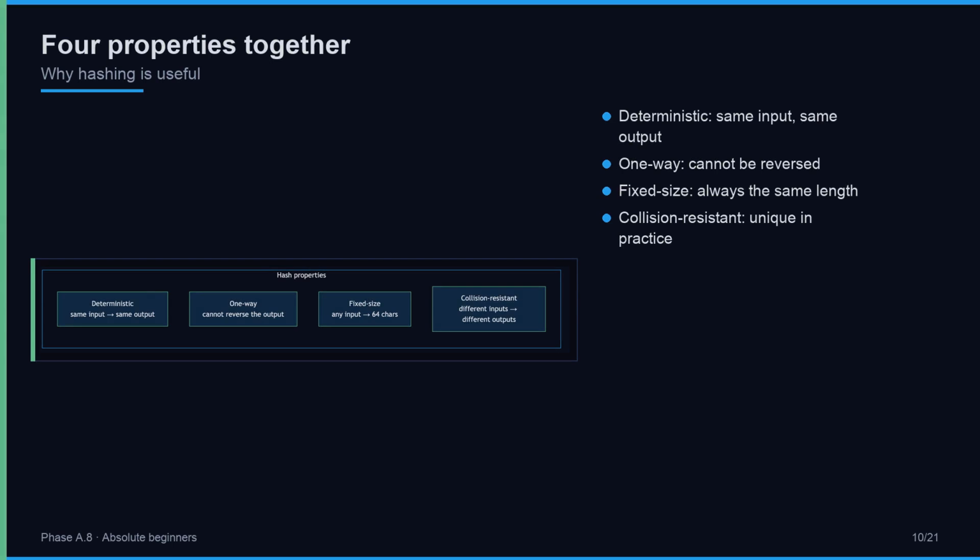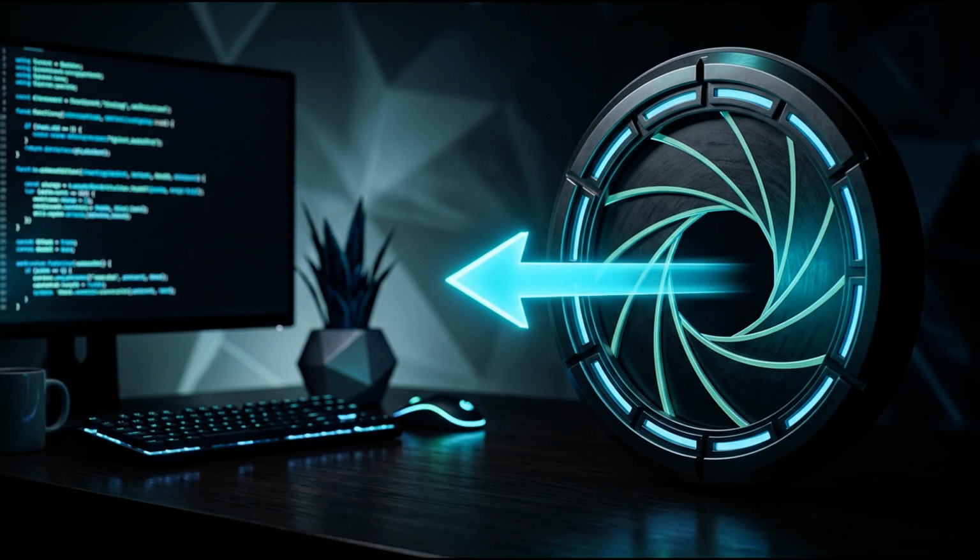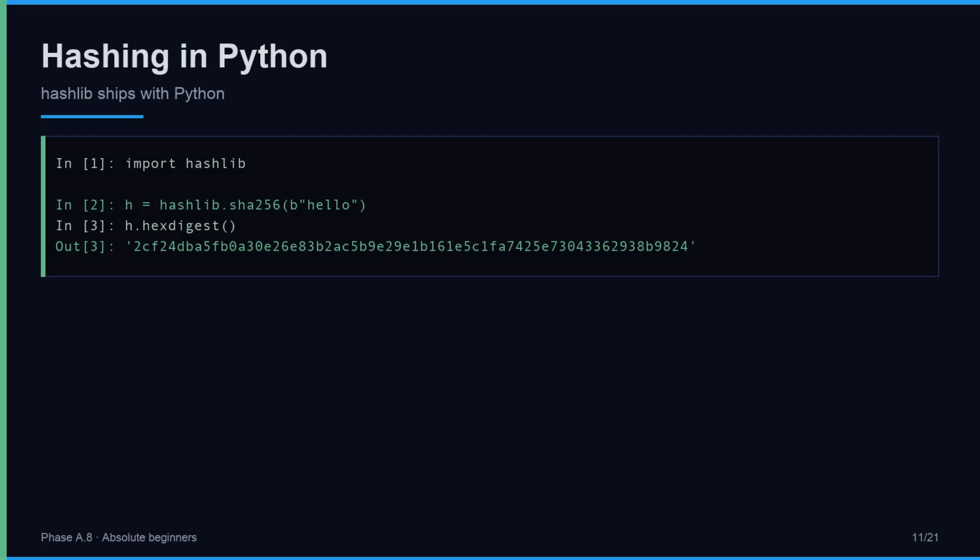Put the 4 properties together and you see why hashing is so useful. Deterministic means anyone can reproduce the same fingerprint. One way means an attacker who steals the fingerprint cannot turn it back into the data. Fixed size means fingerprints are easy to store and compare. Collision resistant means a matching fingerprint truly means matching data. 4 small properties, 1 powerful tool. You can compute the fingerprint in a heartbeat. You cannot reverse it back to the original. That is the whole point. One direction only.